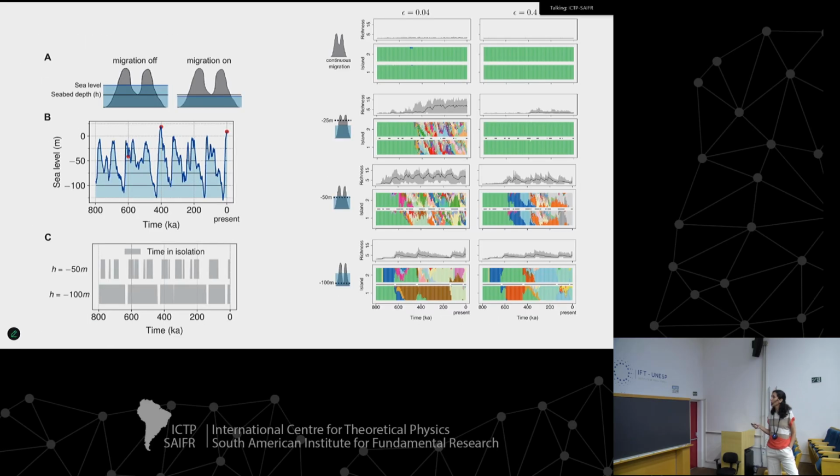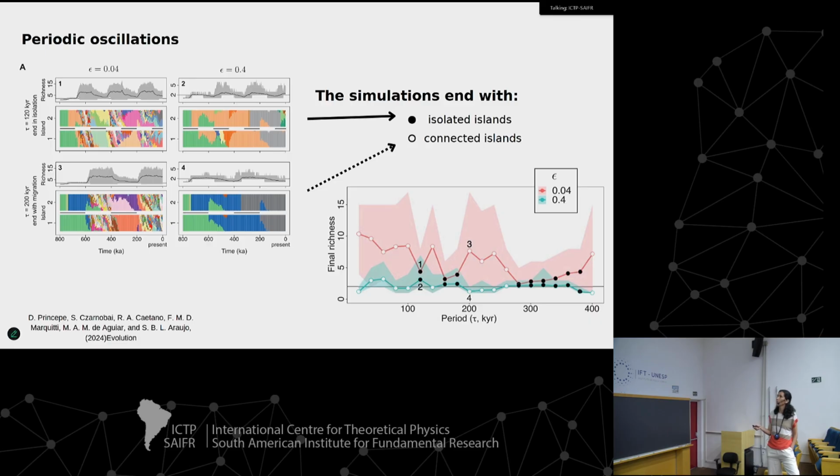So here it is basically the same, just that these oscillations are not regular. To understand better, we tested regular periodic oscillations, and we tested the period, this time lag of on and off, and here we just measure the number of species by the end of the simulation.